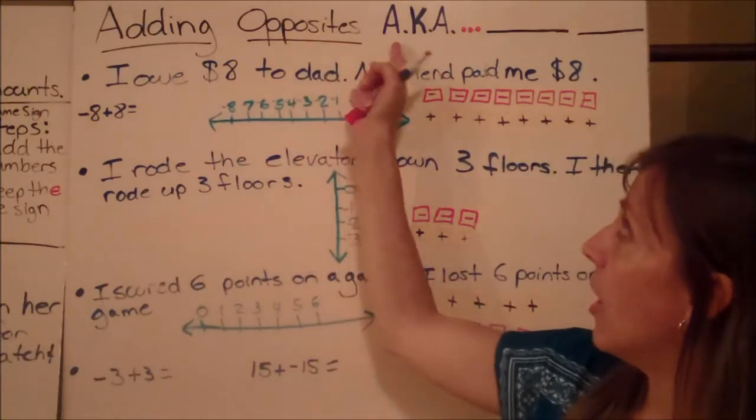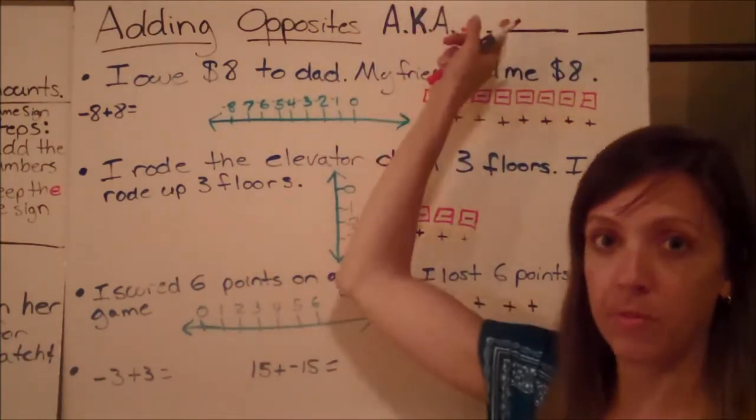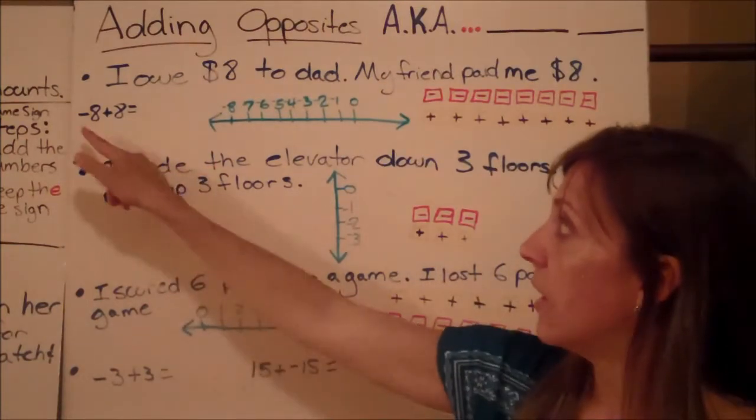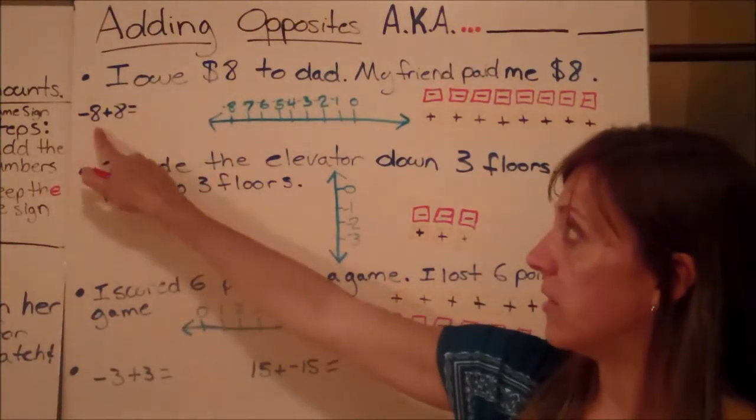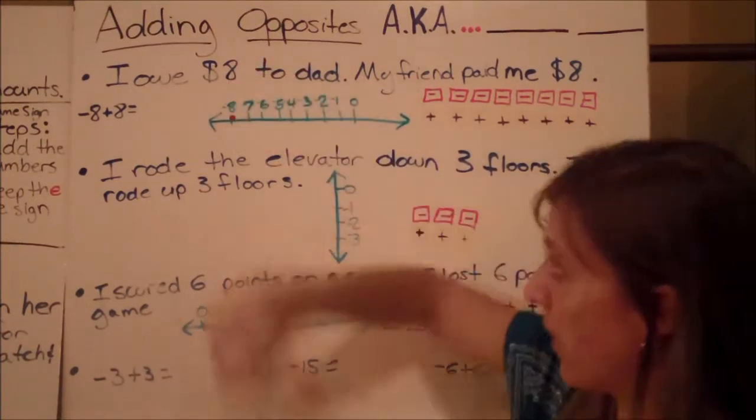Adding opposites is also known as something else, and by the end of the board we're going to be able to fill in that blank right there. Okay, so I owe $8, that's -8. Let's start at -8 on our number line. I'm going to graph it.